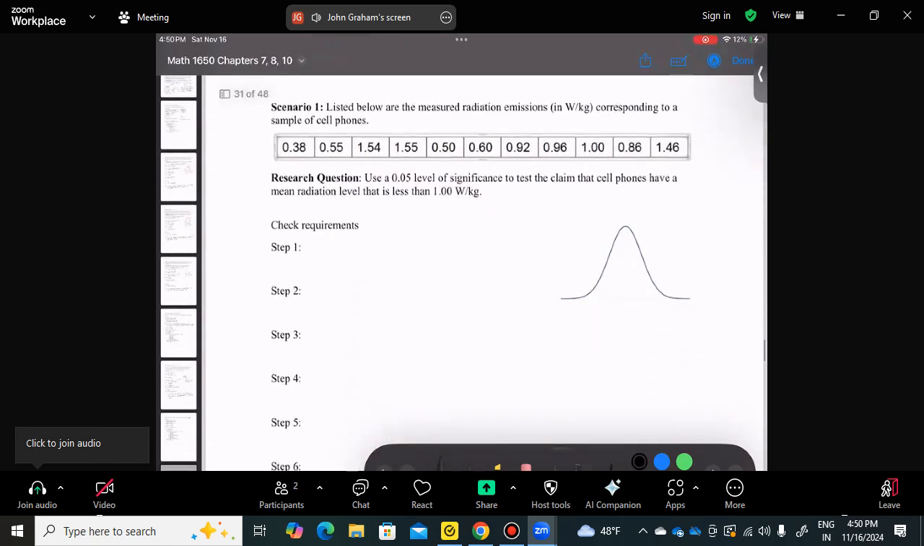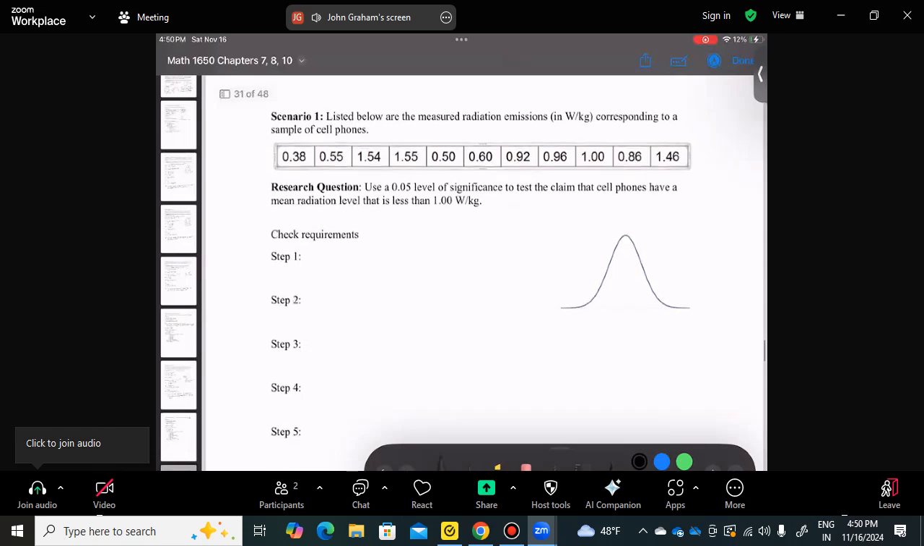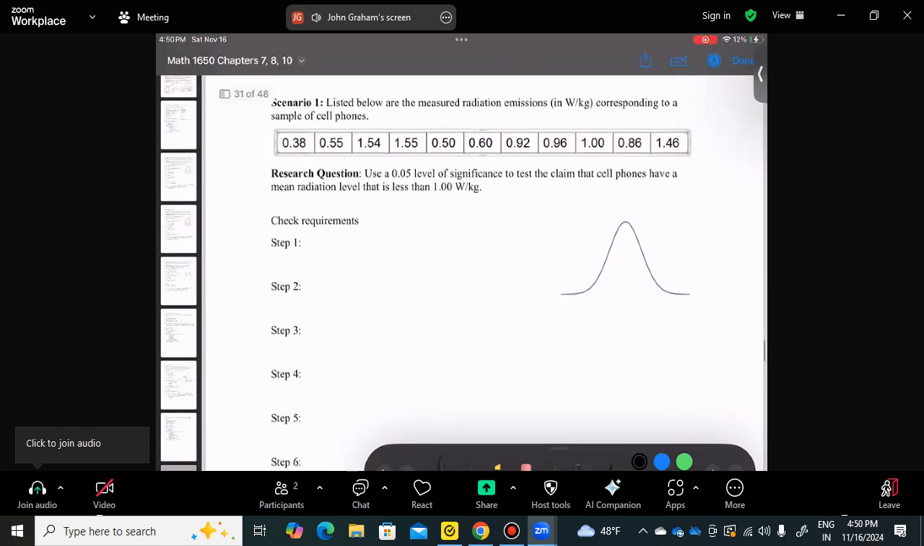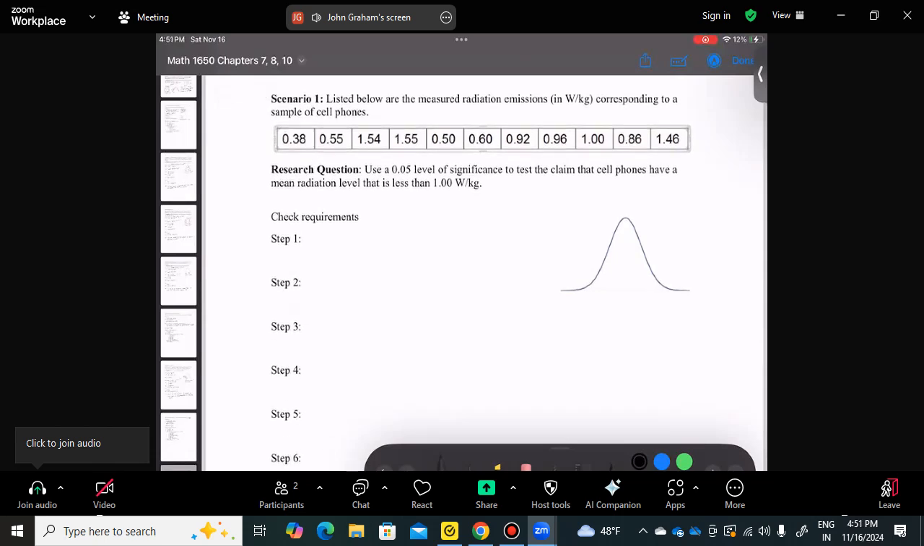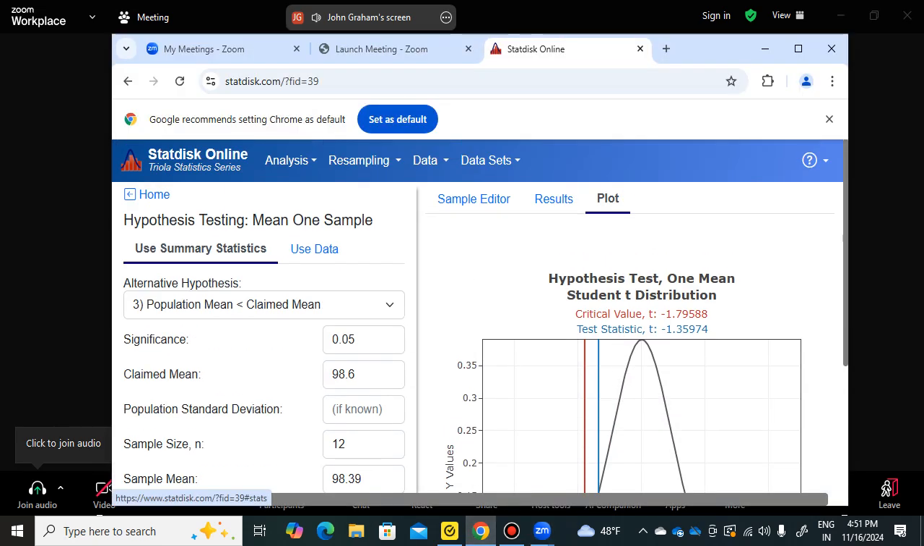But here we're going to do one where we have data though. Actually, I think we're going to do it without the population standard deviation, then we're going to add in the population standard deviation. So we'll add in the data first. So get that in there.